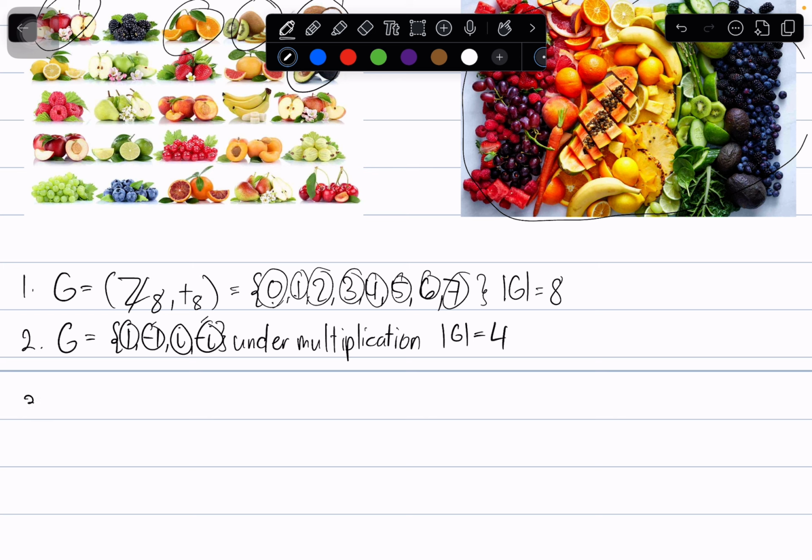Now, let's try to find G is equal to U9.